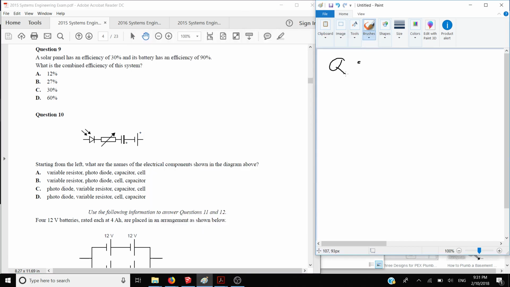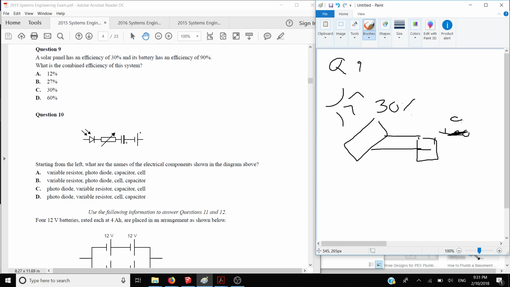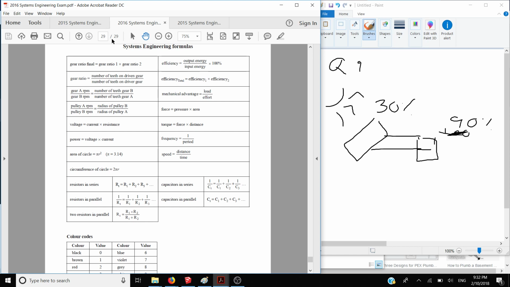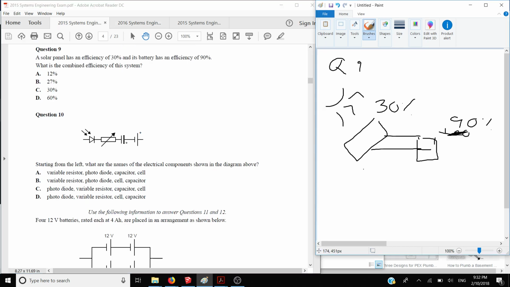Right. Question 9. You've got a solar panel that's 30% efficient and it's plugged into a battery that is 90% efficient. Okay. So this one's really easy if you just plug it into the formula. Efficiency 1 times efficiency 2. Make sure you don't write 30. Convert them into decimals. 0.3 times 0.9 equals 0.27. So that's 27%, so the answer is B.